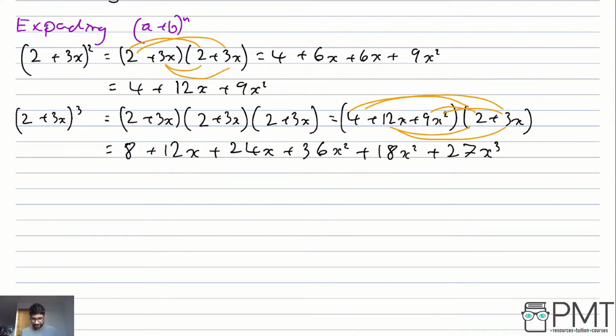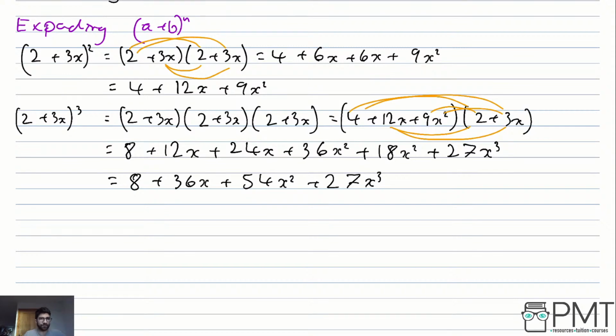So I have multiplied each term with the other one, and at the end you should get 8 plus 36x plus 54x squared plus 27x cubed. This is what you should get if you multiply each term with each other. Let me know if you agree with me. And now let's see how we can do this without going through all this. We want to do this a bit quicker.